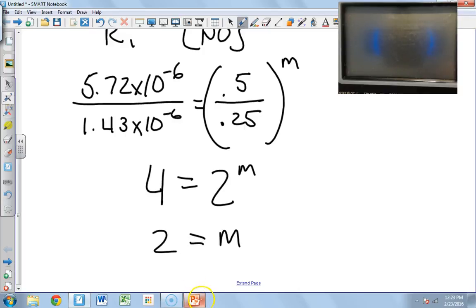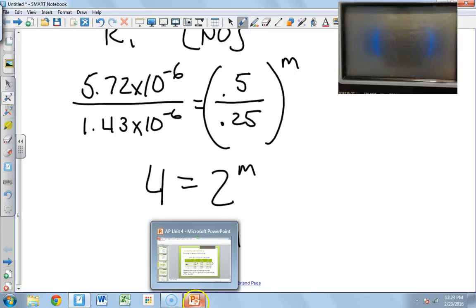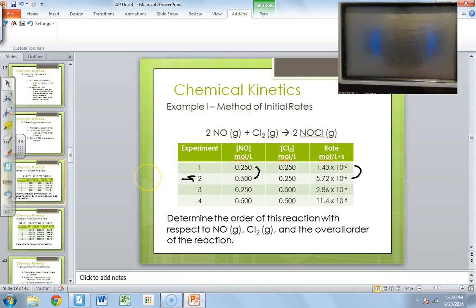And that's what we determined earlier. Okay? So now how do we do the other one? Well, again, we're going to pick two. We're going to do the same thing, but instead of where Cl2 is being held constant, we're picking where NO is being held constant. So we can pick either 1 and 3 or 2 and 4. So we're going to pick 1 and 3. Let me tell you that it will work out the same no matter what. And we pick 1 and 3 to figure out what the order of Cl2 is.